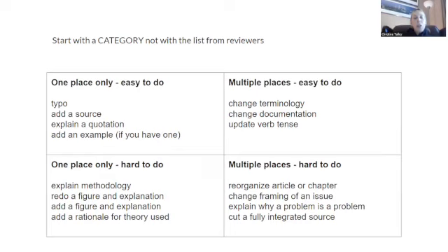The second level up, so this would be the second of 4, would be things that are in multiple places but that are easy to do. So if we think about this, here would be something that I just did for a book project. I changed terminology. So I had 3 categories and I renamed all 3 categories.